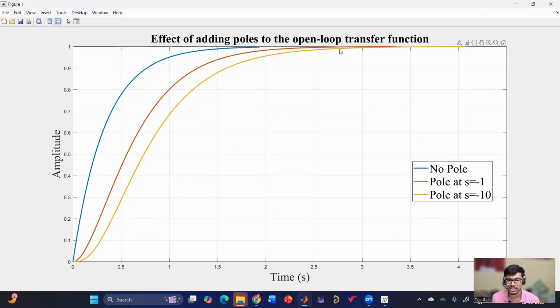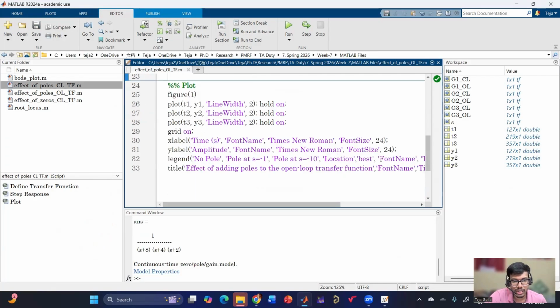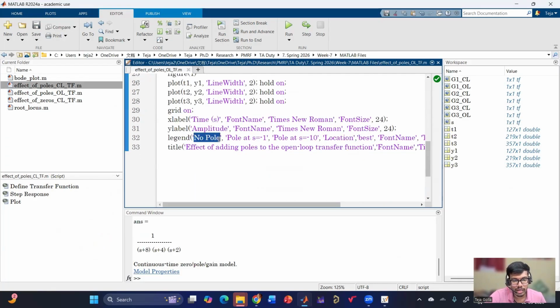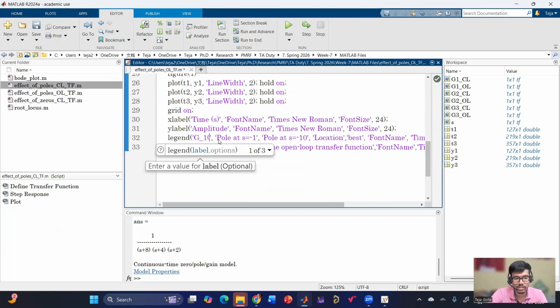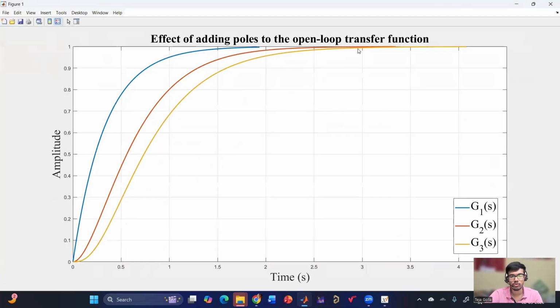So now if you see the first case where there is no pole, and the second case where there is -1, means the closed loop. Oh, sorry. The legend has changed. So I think I will write like this: G1 of S. This will be G2 of S. And this will be G3 of S, because now we are adding it to the open loop. We don't know how the closed loop will look like. So we do not know the locations. Yeah. So G1 of S, G2 of S, G3 of S.